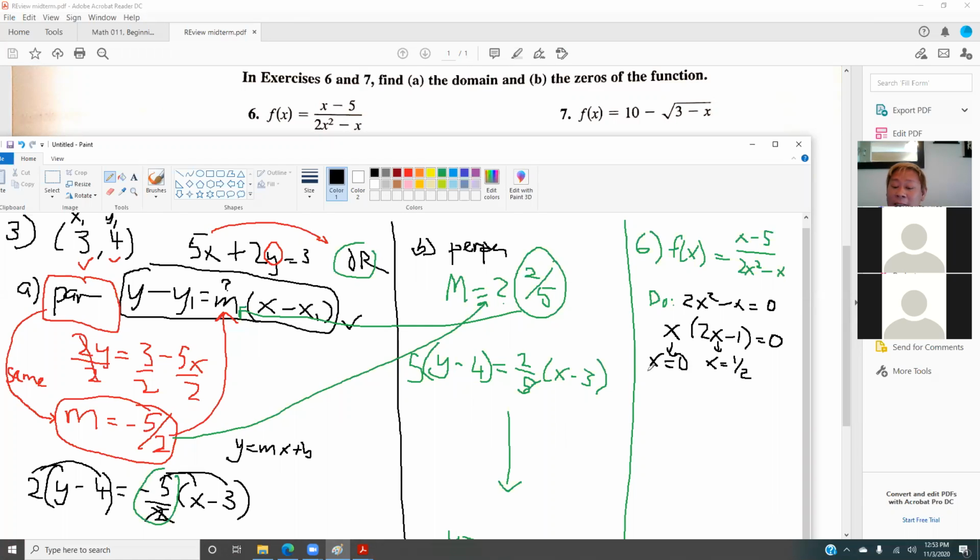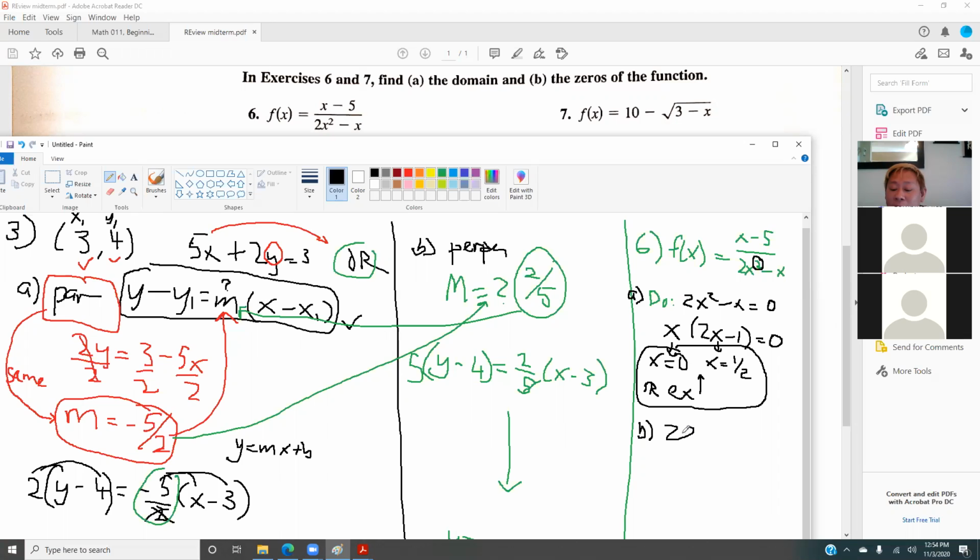How do you write your answer in this case? All real numbers except these two numbers, right? x equals 0 and x equals 1/2. So this is what we call your domain. Make sure you know how to do this. If you have an x squared involved, you will have 2 answers. Last time you didn't have an x squared, you just had x, so you only got 1 answer.